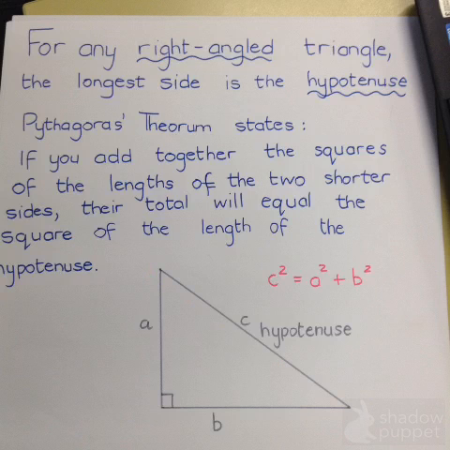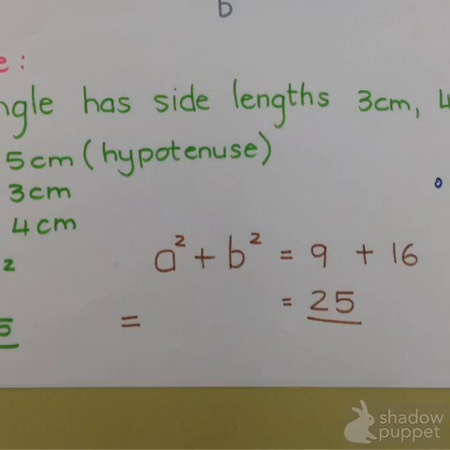So therefore, the theory that you have to learn is c squared is equal to a squared plus b squared. Okay? And that is Pythagoras' theorem. Let's go and look at the next page.